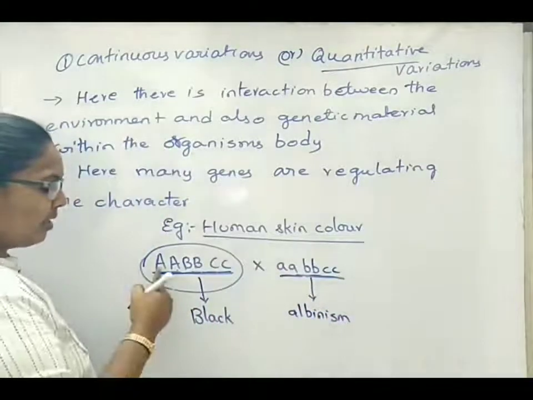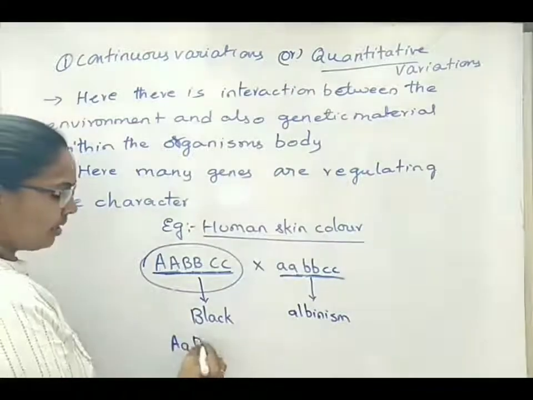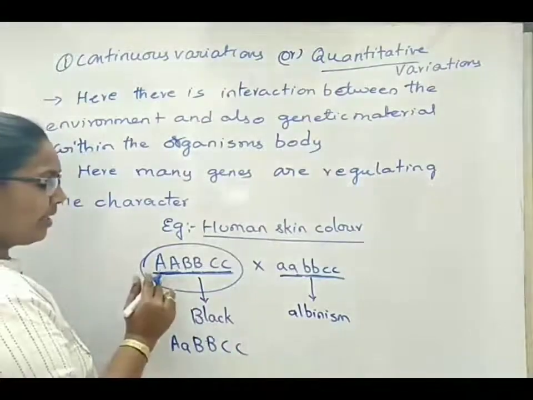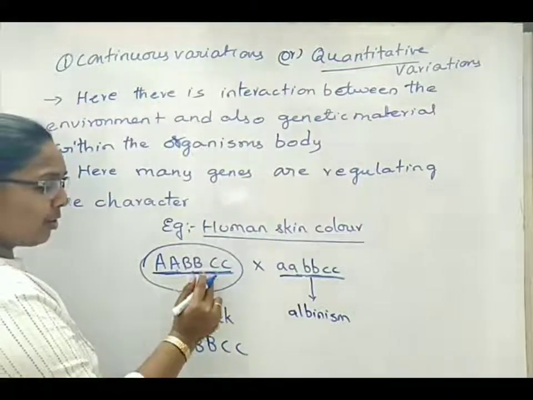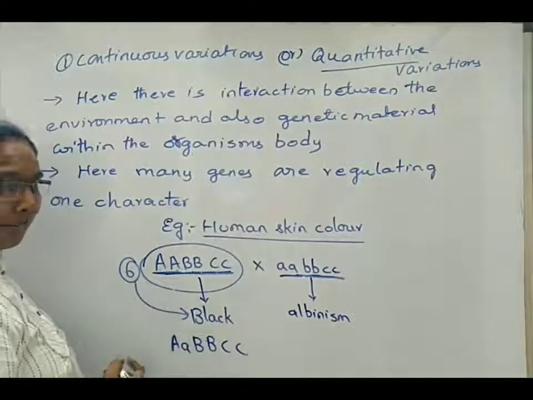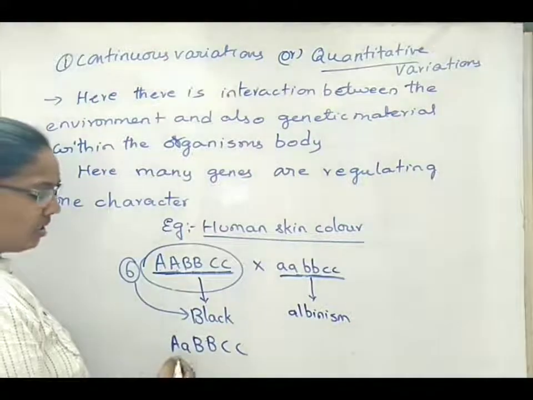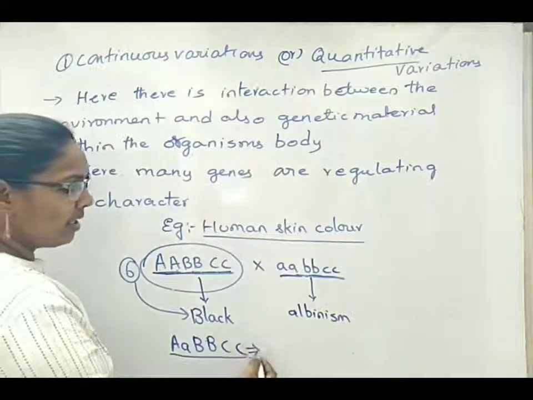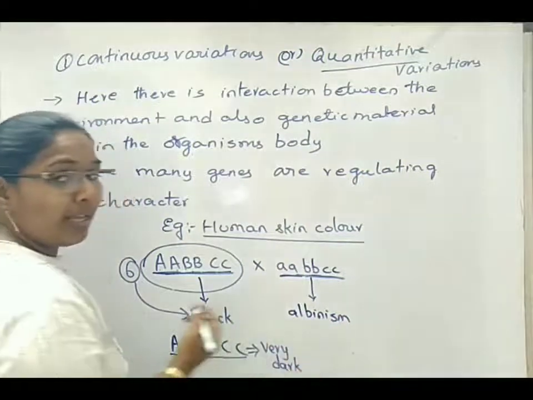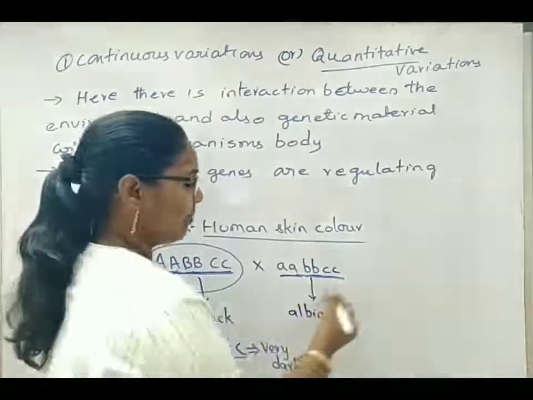Another example, if I write capital A, small a, capital B, capital B, capital C, capital C. Here the number of dominant genes is 6. So his skin color is black. But here there are only 5 dominant genes. So this person's skin color may be very dark. Not black, very dark.